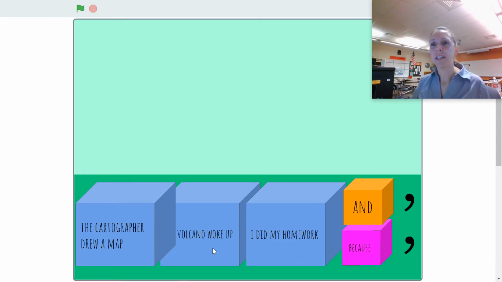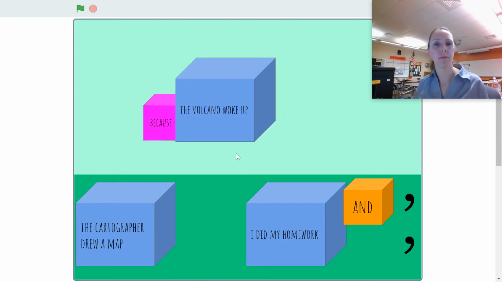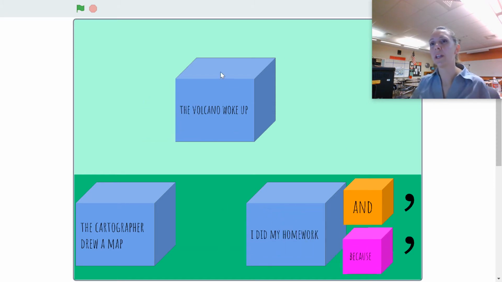So you guys remember a simple sentence is a single independent clause. It needs a subject and a predicate. The end. What it can't do is start with a dependent, it can't start with a subordinating conjunction. That turns it into a dependent clause. Because the volcano woke up doesn't get to be its own sentence anymore, it leaves us wondering what happened because the volcano woke up. So one more time. A simple sentence is only one clause, but it must be an independent clause.